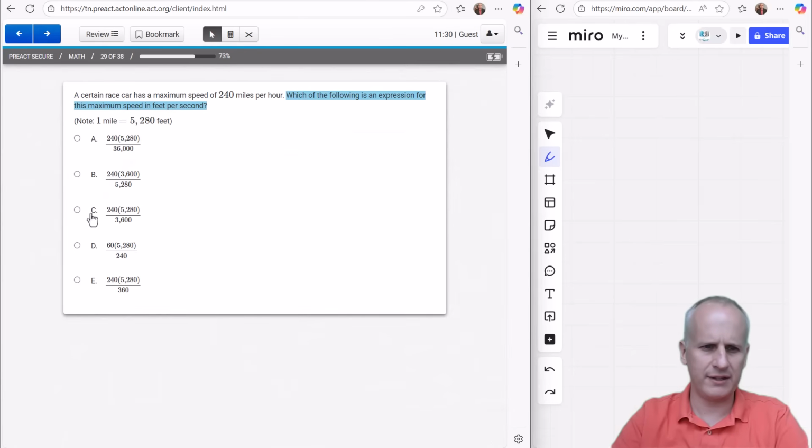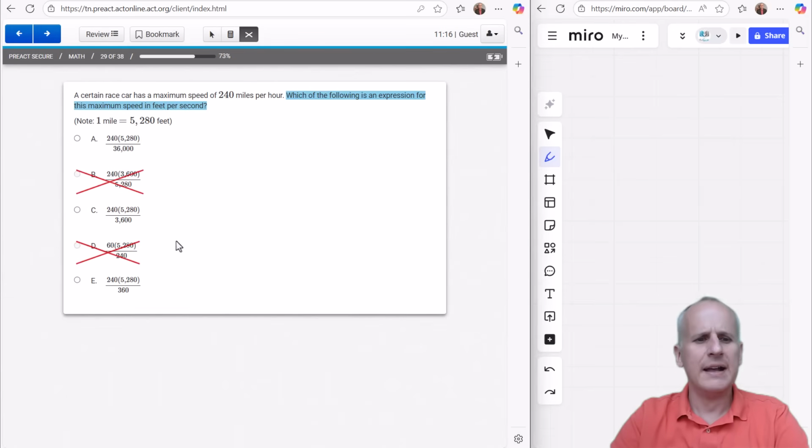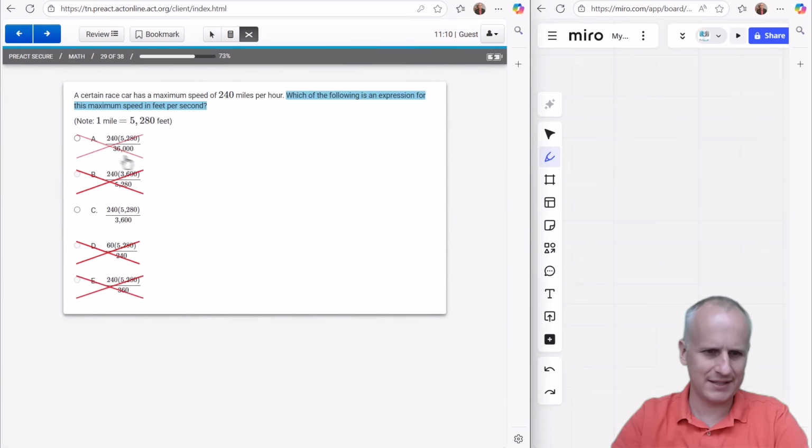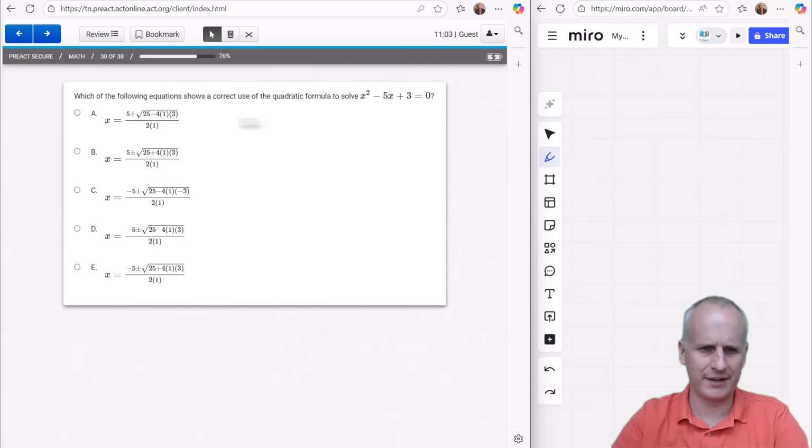So going carefully, it's not going to be the 240 times the 3600. It's not going to be 60 times 5280. It's got to be 240 times 5280. I had the wrong little tool there, so I have to get rid of those. And then we know it's got to be 240 times 5280 over 60 times 60. That is not 360. It is not 36,000. It is going to be the correct answer of 3,600 in the denominator. We move on to the next problem.